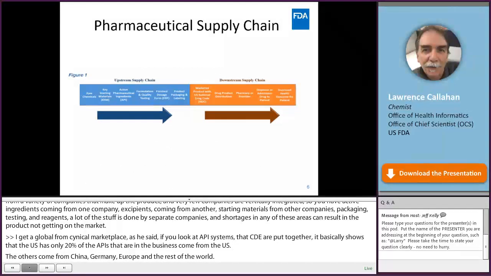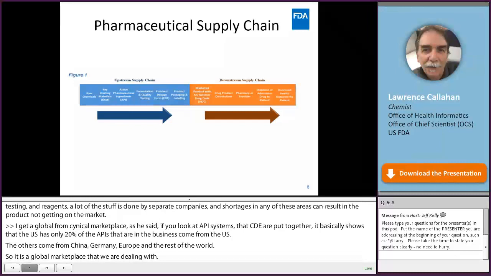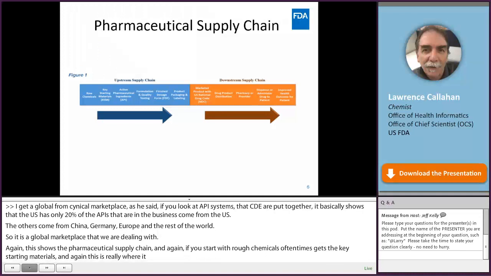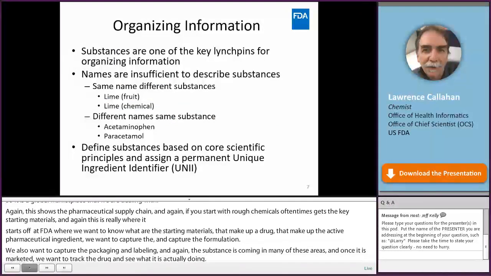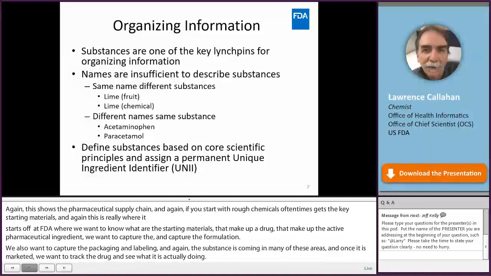And again, you start with raw chemicals oftentimes that get to the key starting materials. And this is really where it starts off at FDA, where we'd like to know what are the starting materials that make up a drug, that make up the active pharmaceutical ingredient, and we want to capture that. We want to capture the formulation. We also want to capture the product packaging and labeling. And again, substances come in on many of these areas. And then once it's marketed, we want to track the drug and see what it's actually doing, and who's distributing it, how much is getting distributed, and what the health outcomes are from the use of the medication. And again, substances are one of the key linchpins for organizing this information.